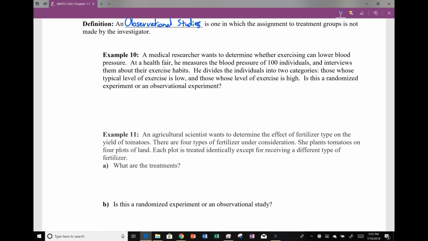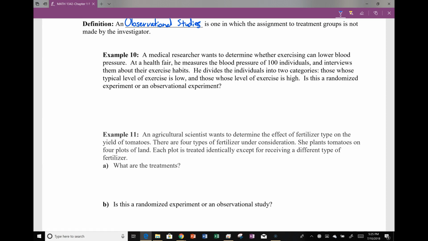A medical researcher wants to determine whether exercising can lower blood pressure. At a health fair, he measures the blood pressure of 100 individuals and interviews them about their exercise habits. He divides the individuals into two categories: those whose typical level of exercise is low, and those whose level of exercise is high. Is this a randomized experiment or an observational experiment?